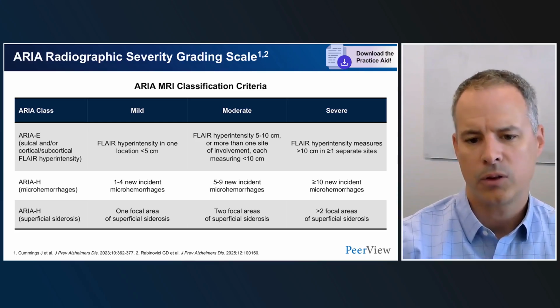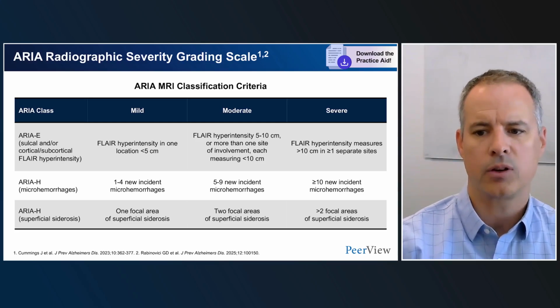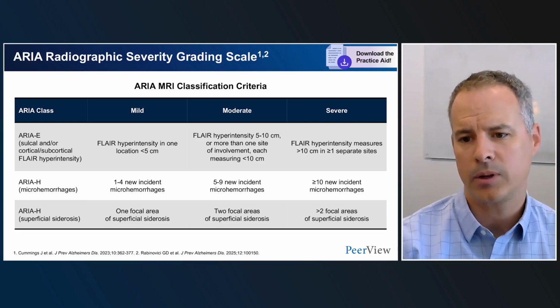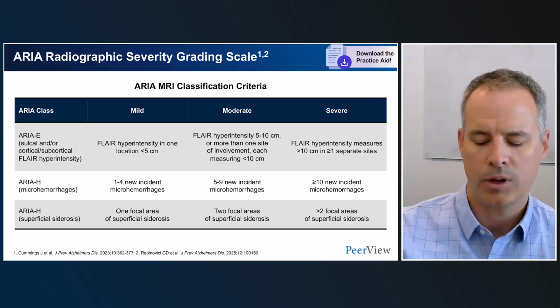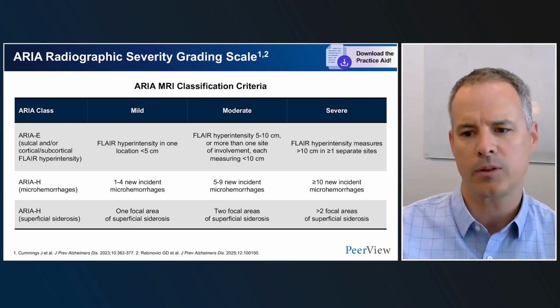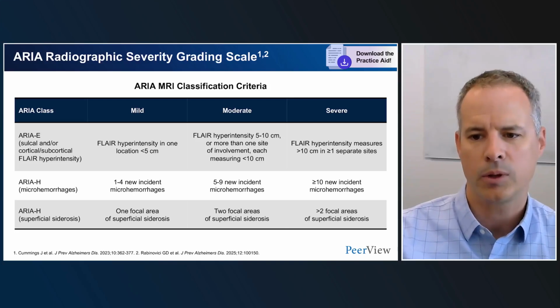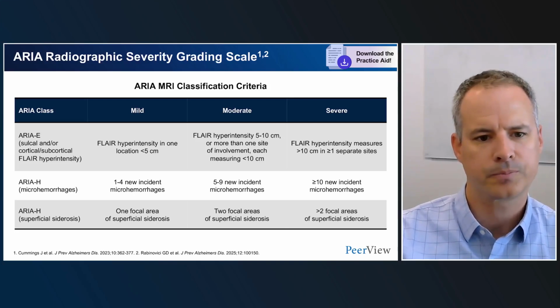So you can understand how it's very important to have a very good baseline MRI, because if you miss microhemorrhages on the baseline MRI, then it may appear that you have new microhemorrhages on subsequent MRIs, and this can influence whether or not you stop treatment.